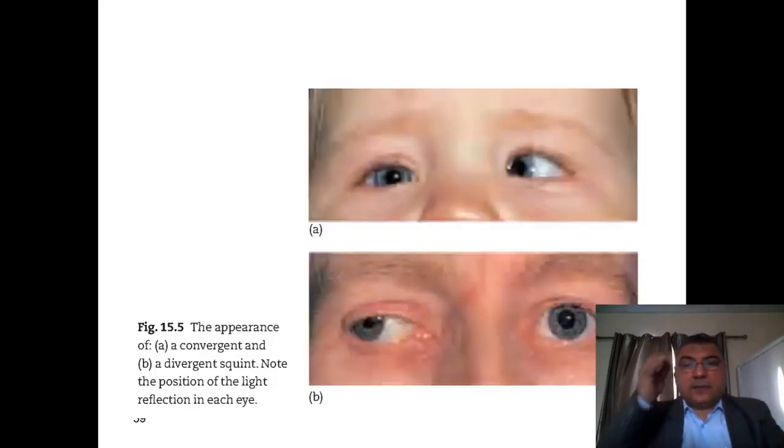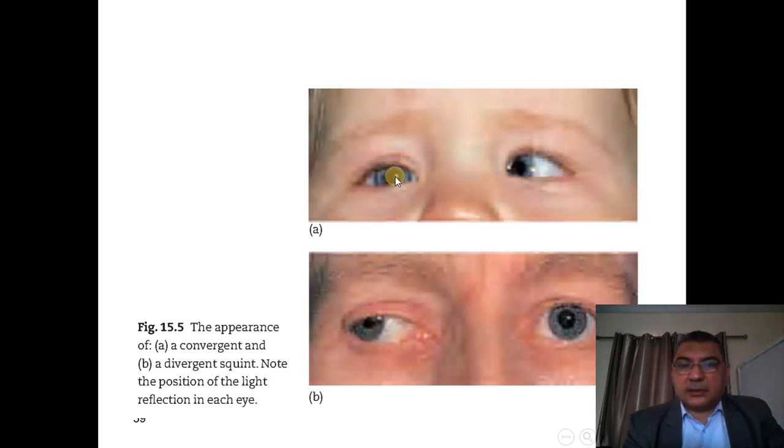We will see also these photos for deviation. This child is having left esotropia. Here the reflex in the right eye is central in the pupil. In the left eye, the light reflex is at the limbus. So he's having a left esotropia 45 degrees.